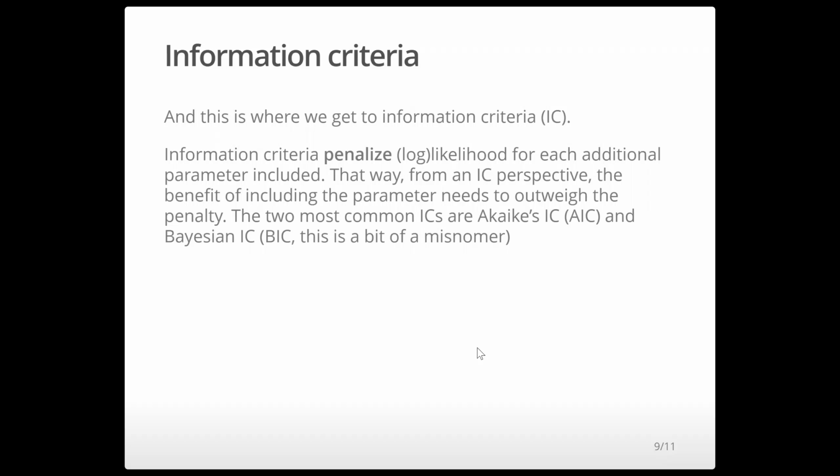This is where information criteria methods come in. Information criteria penalize log likelihood for each additional parameter included. That way, the benefit of adding the extra parameter to the likelihood has to make up for the penalty that you're introducing in the information criteria. The two most common information criteria are AIC and BIC. BIC is Bayesian information criteria, but this is a bit of a misnomer. It's not really a Bayesian method.